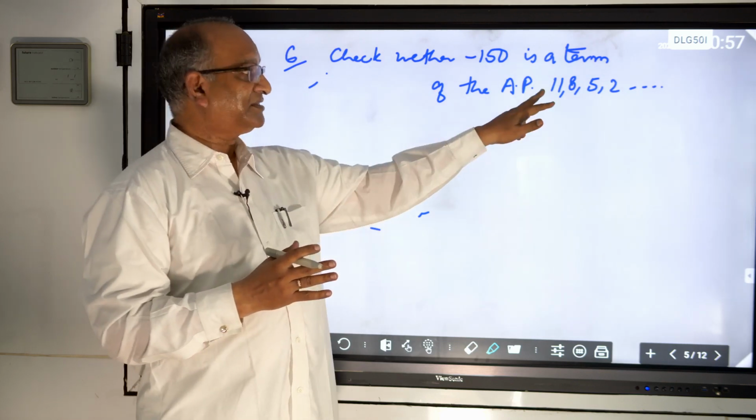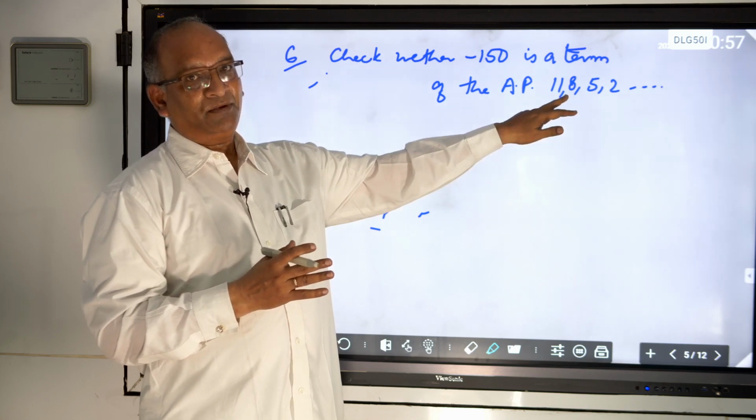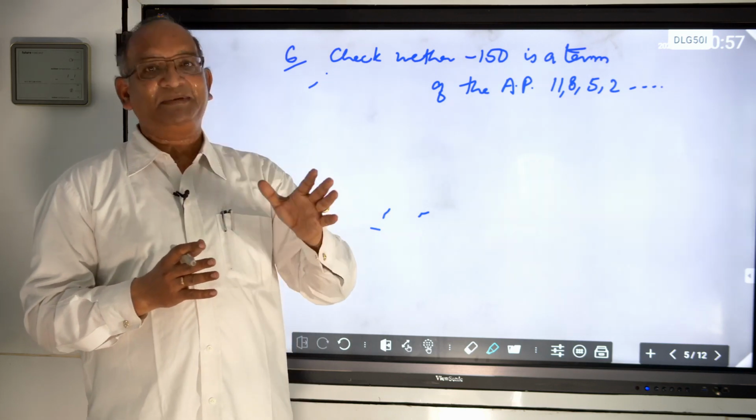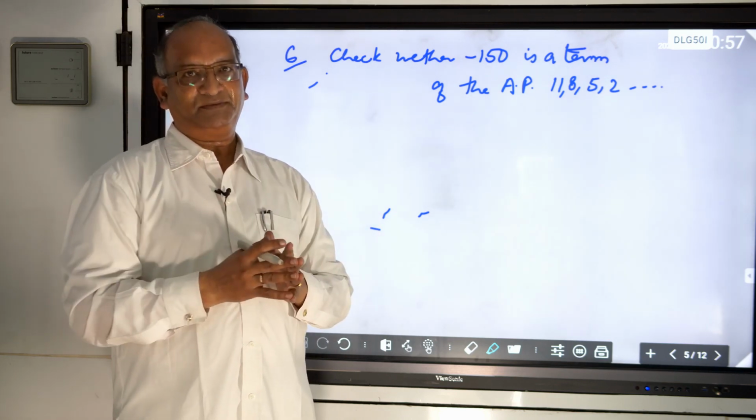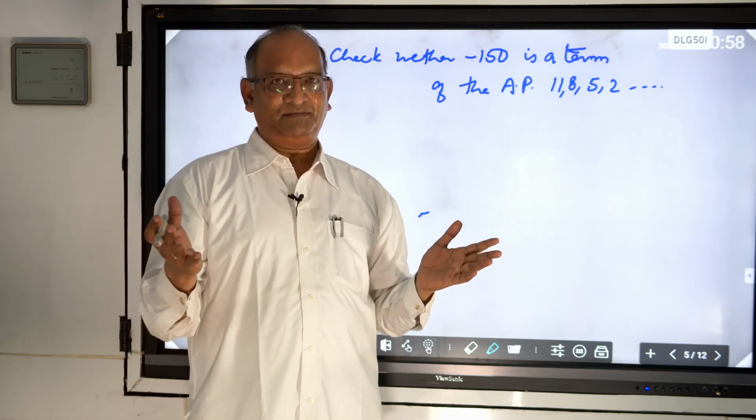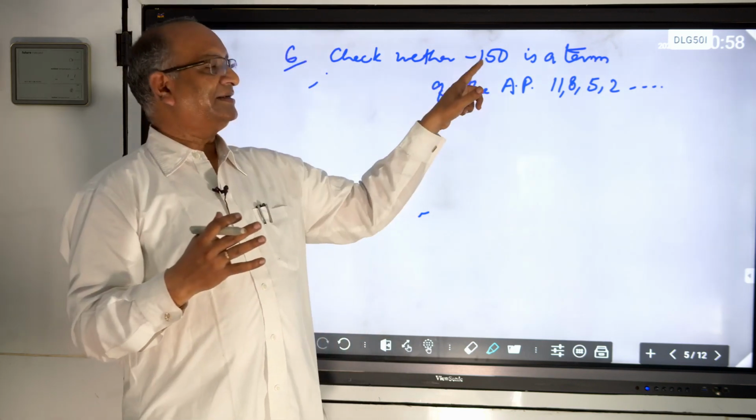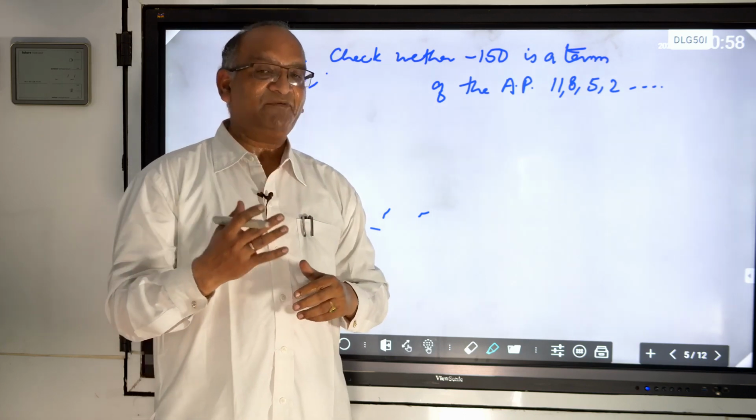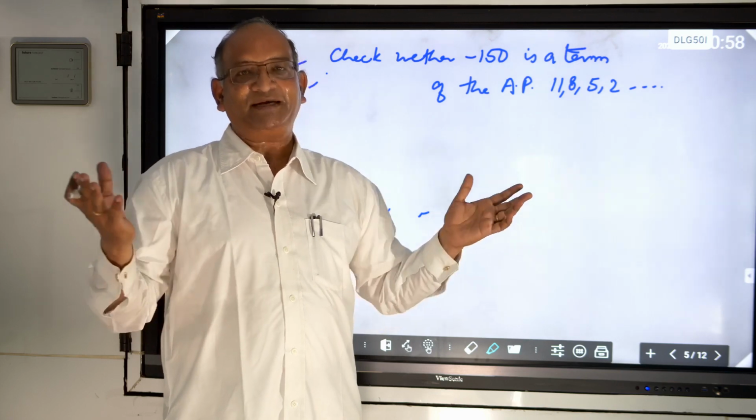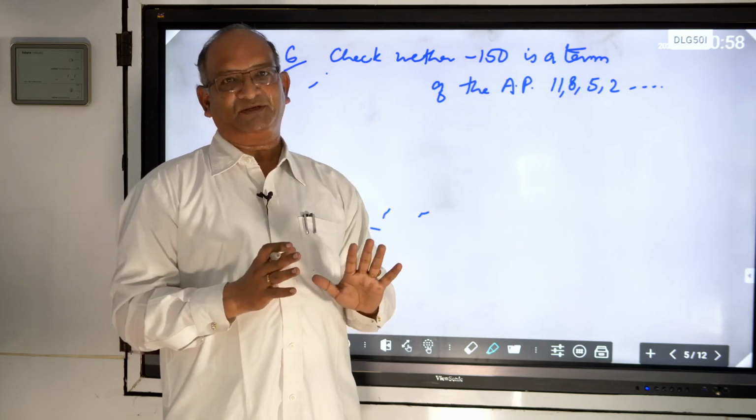Because we already know the first term, we can also find out common difference because sequence is given. And nth term, we are taking it as -150. So what is basically missing there? Number of terms. Suppose the value of n comes a positive integer, let us say 20 or 30 or 60 or 90 or anything. It is a term of the sequence. But suppose you get the value of n as 51 by 3, some fraction. We know that number of terms cannot be a fraction. So we say that it is not a term of the sequence. So that is the method.